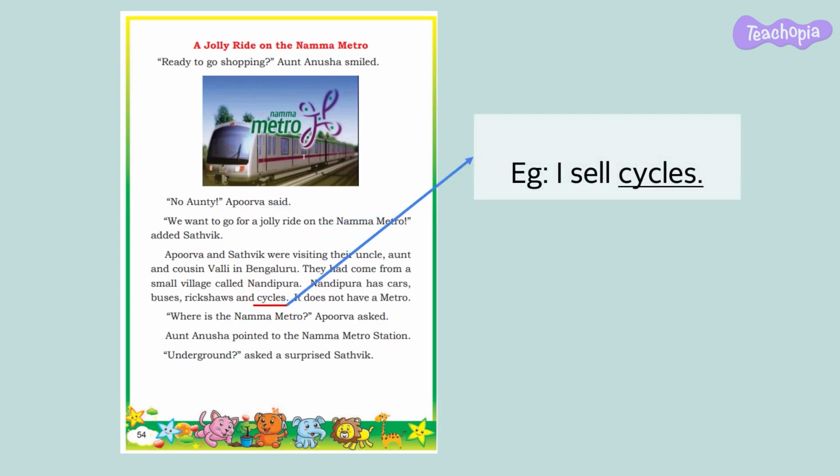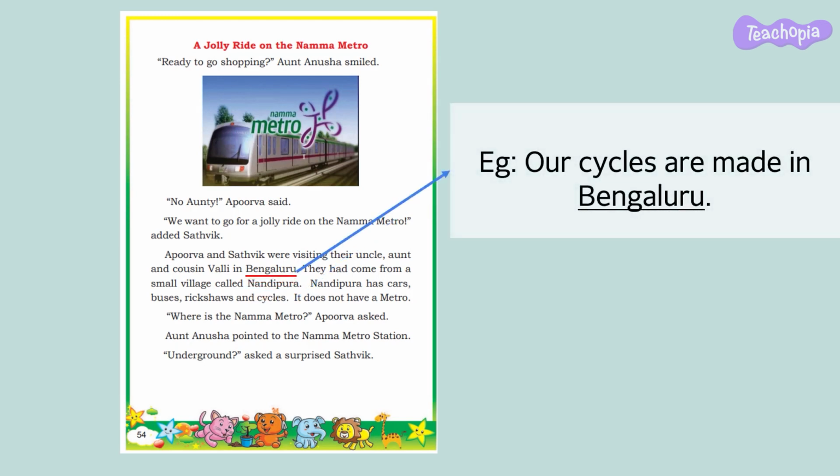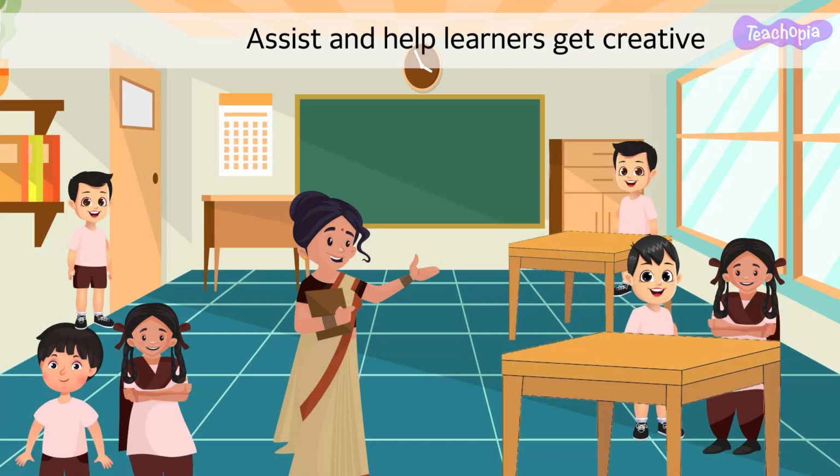Examples: I sell cycles. Our cycles are made in Bengaluru. As they come up with the names, assist them with different ideas and help them get creative.